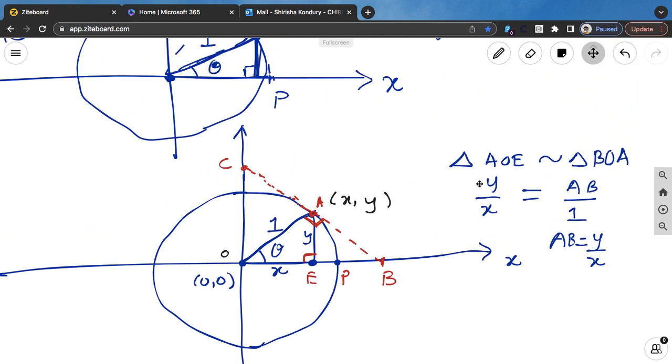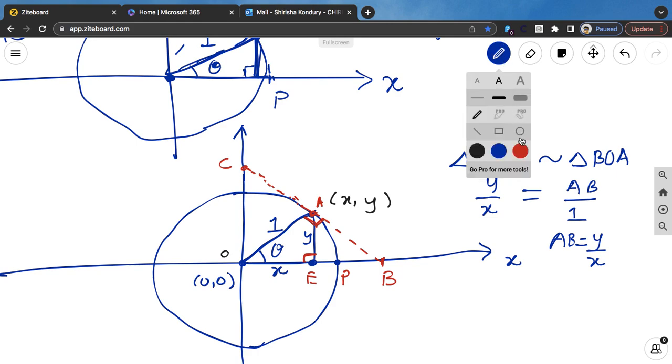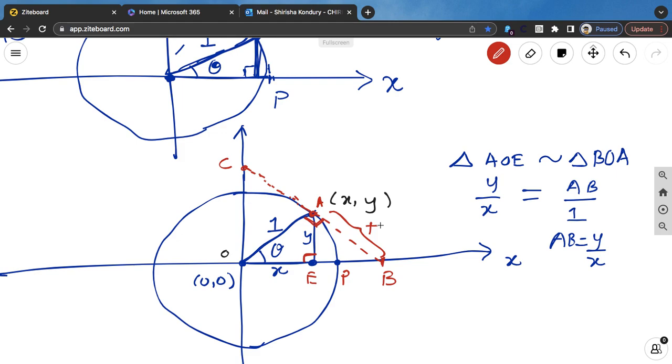So that means this segment AB is nothing but tan of theta. So tangent of an angle is actually a segment on the tangent to the circle. So the name tangent is justified. Interesting.